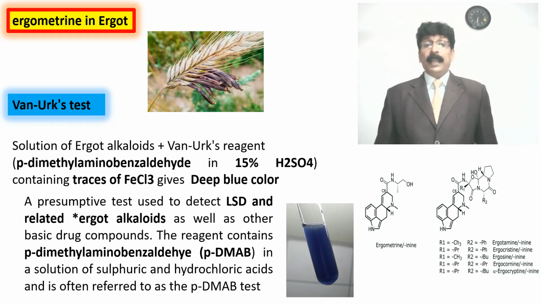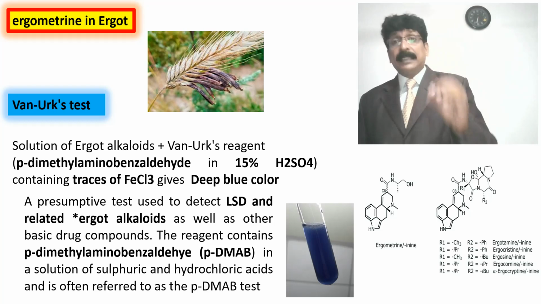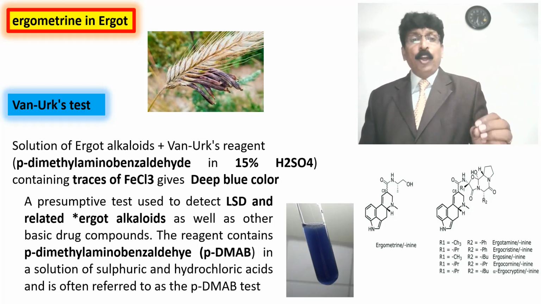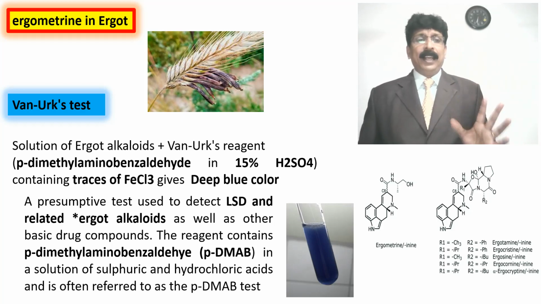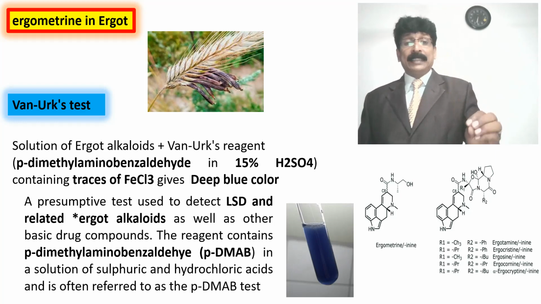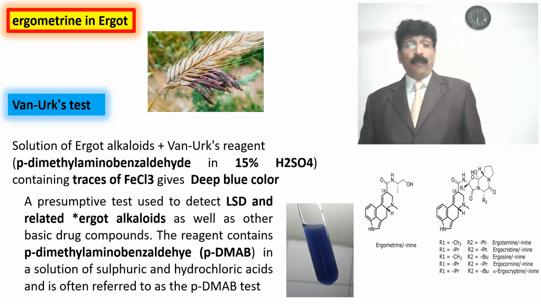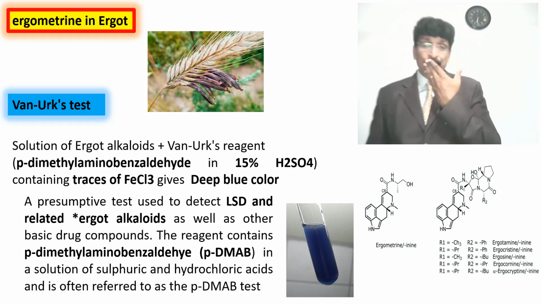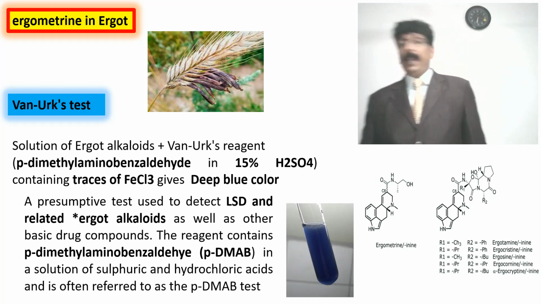The reagent contains, as we have told, para-dimethylaminobenzaldehyde in a solution with sulfuric acid and hydrochloric acid, and is often referred to as the para-dimethylaminobenzaldehyde test or PDMAB test.